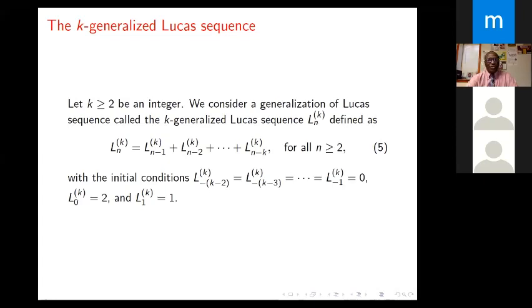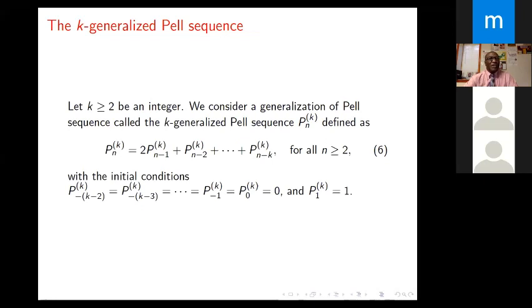There is another one. It is the K-generalized Pell numbers, and the sequence is defined by this relationship here. The difference is that we have a coefficient 2 here, and for the first terms we have all zeros until the index 0, and for the index 1 we have 1.